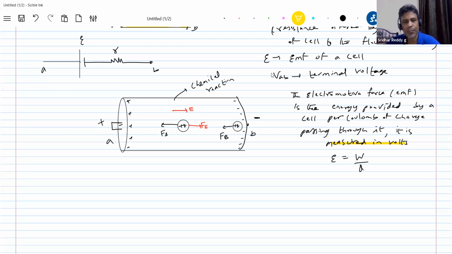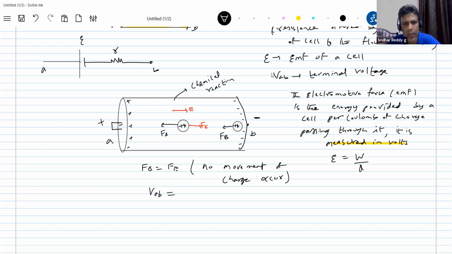Now, will there be any potential difference set up? Will there be further movement of charge? Once FB equals FE, no more movement of charge will occur. How long will it be? As long as the battery force is balanced by the electric force, there won't be any further displacement of charge, and we'll get a constant potential difference. So what is VAB now? The VAB will become equal to the applied EMF.